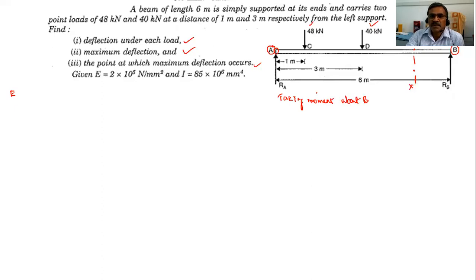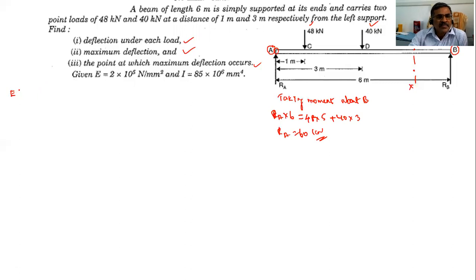If you take moment about B, the equation will be RA multiplied by 6 is equal to 48 multiplied by 5, since this is 1 meter so this distance will be 5 meters, plus 40 into 3, as the distance here is 3. Then RA will be 60 kilonewton. So now you can find the bending moment.